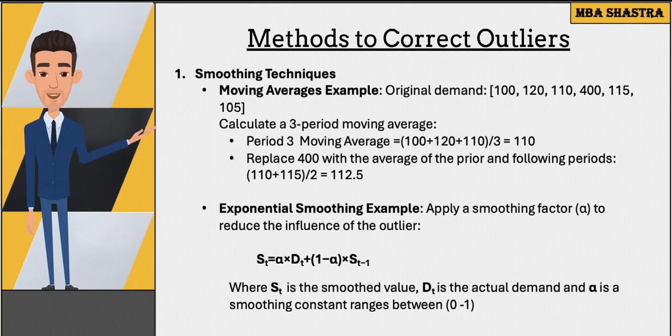Exponential smoothing example: apply a smoothing factor, alpha, to reduce the influence of the outlier. S_t equals alpha times D_t plus (1 minus alpha) times S_(t-1), where S_t is the smoothed value, D_t is the actual demand, and alpha is a smoothing constant that ranges between 0 and 1.